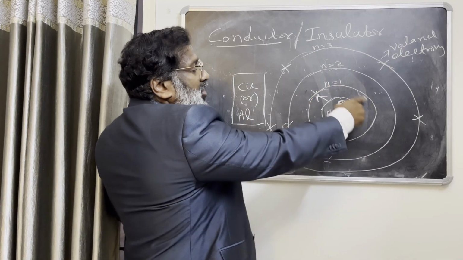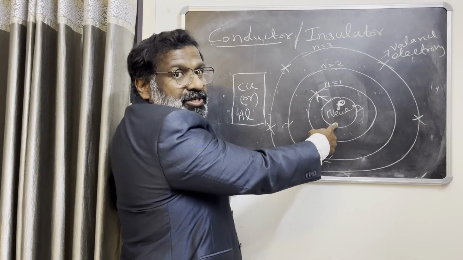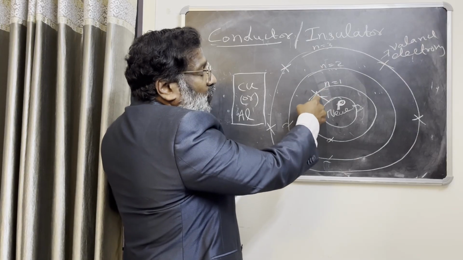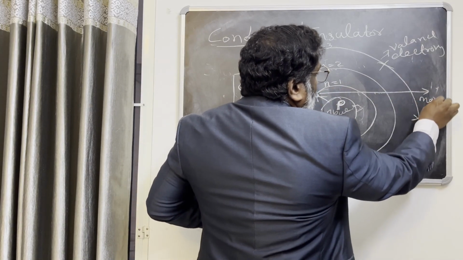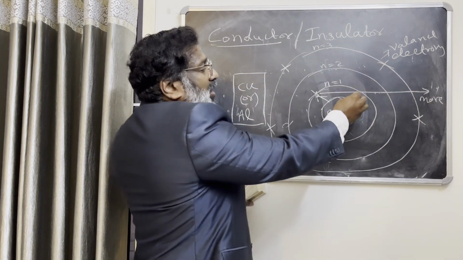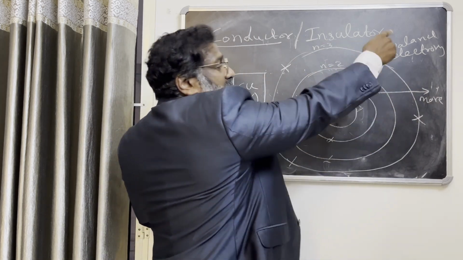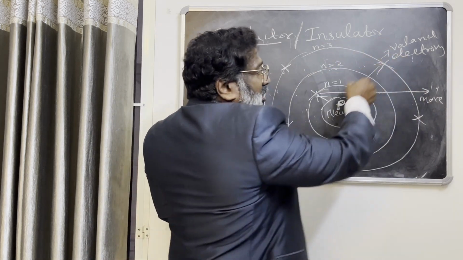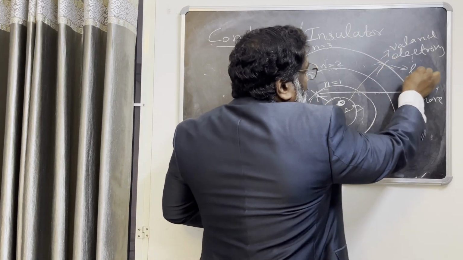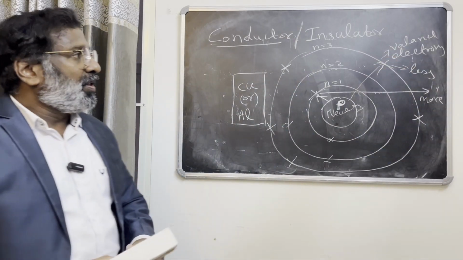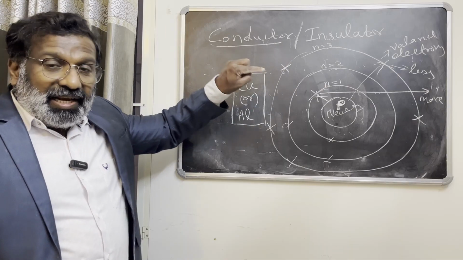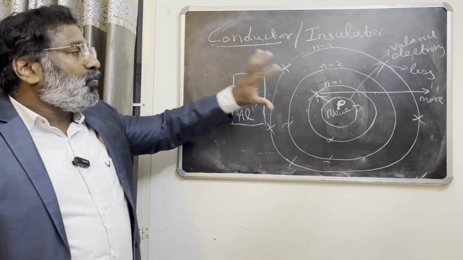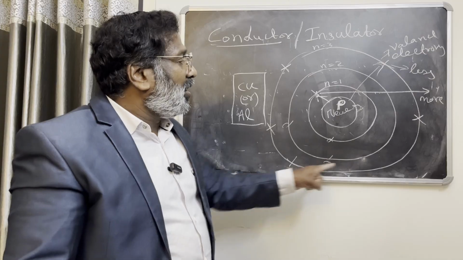So electrons in the first orbit are nearer to the nucleus, so the electrostatic force of attraction here will be more. The last orbit is far away from the nucleus. The distance is more, so the electrostatic force of attraction here will be less. So normally the valence electrons will experience very less binding energy. The force of attraction over a valence electron will be very less.